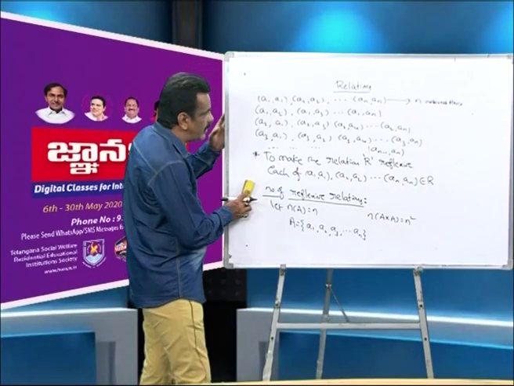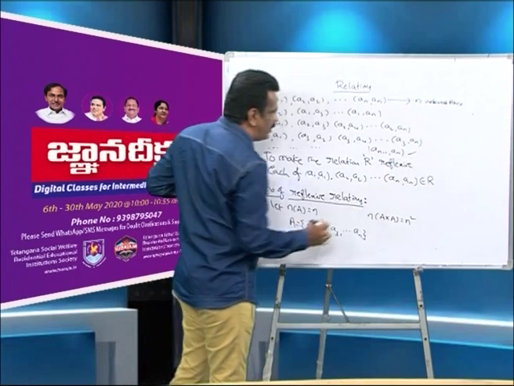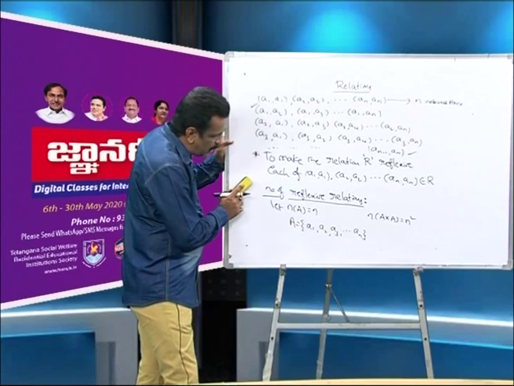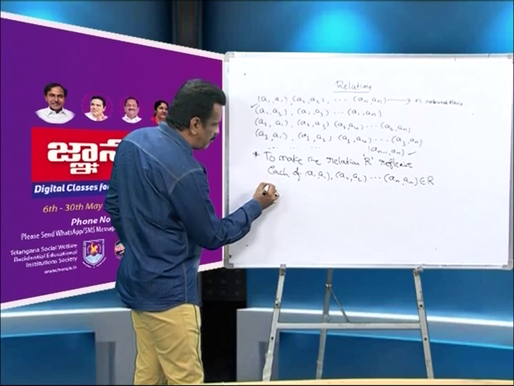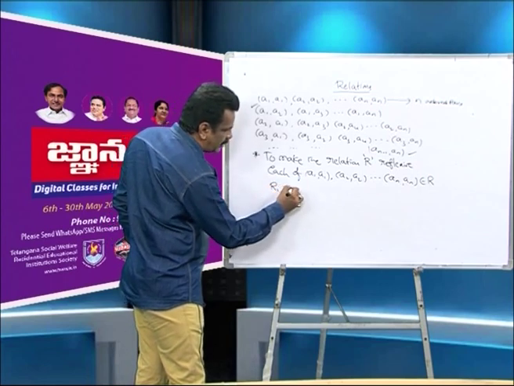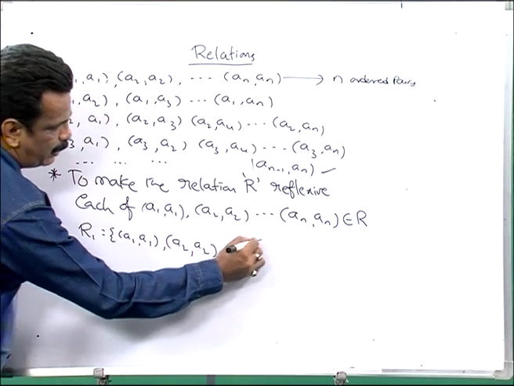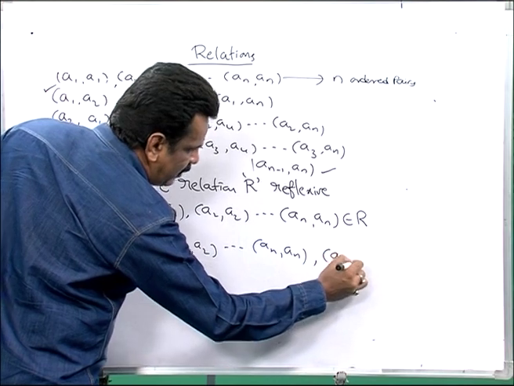And what about the remaining ordered pairs? Means from this part to this part, is it necessary to add A1 A2 in the relation? Let us first observe the condition here. I am taking suppose R1: A1 A1 is there, A2 A2 is there, it goes on to An comma An, and we are adding here A1 comma A2.